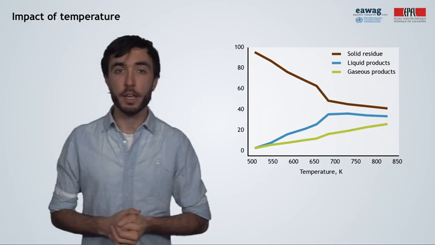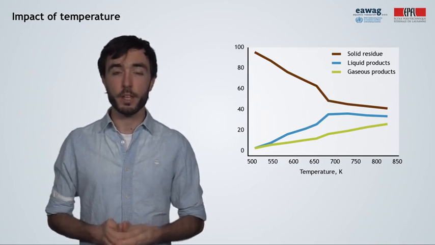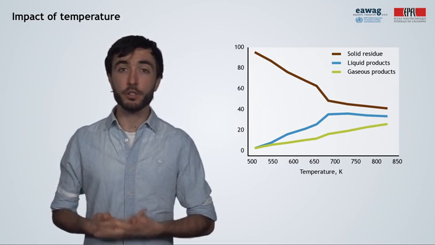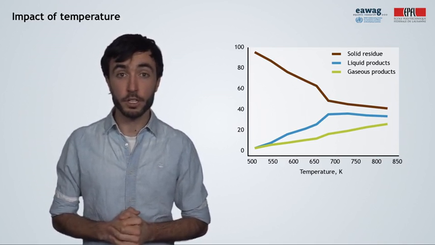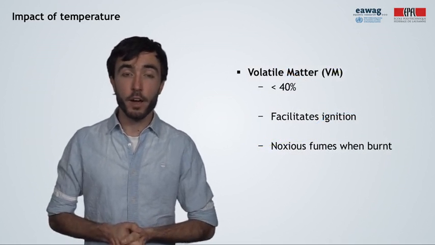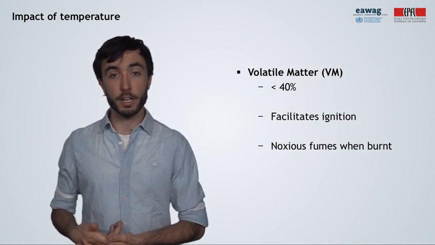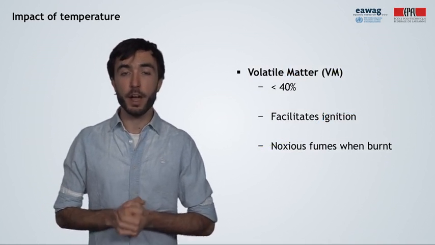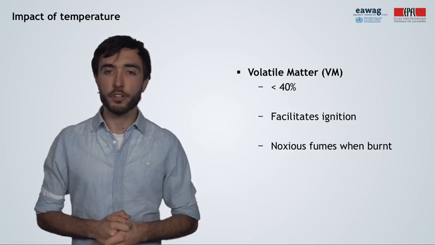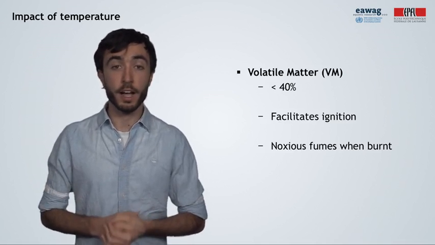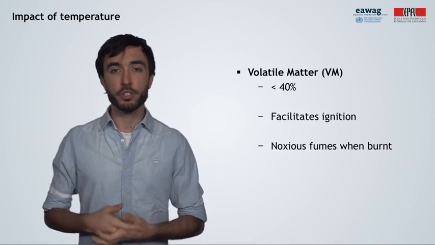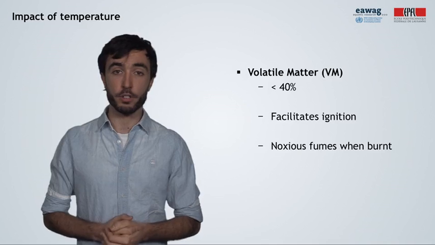This graph shows the impact of temperature on the solid yield. The lower the temperature, the higher the solid yield, which is partly due to a higher volatile matter content. With higher temperatures, more volatile matter is degraded, reducing the solid yield, but obtaining a cleaner and preferable fuel. High content of volatile matter in char, over 40%, is undesirable. Volatile matter facilitates ignition, but produces noxious fumes when burnt.